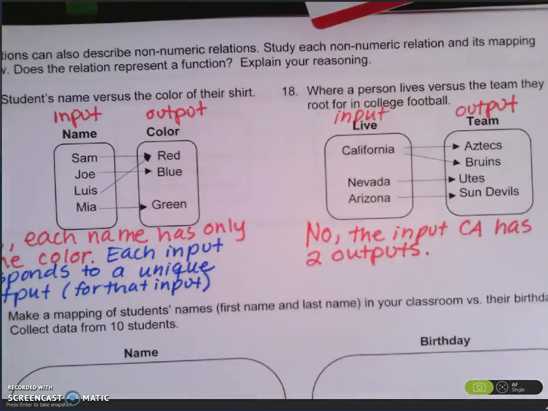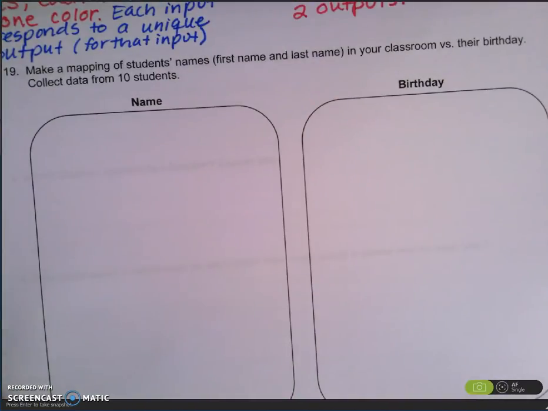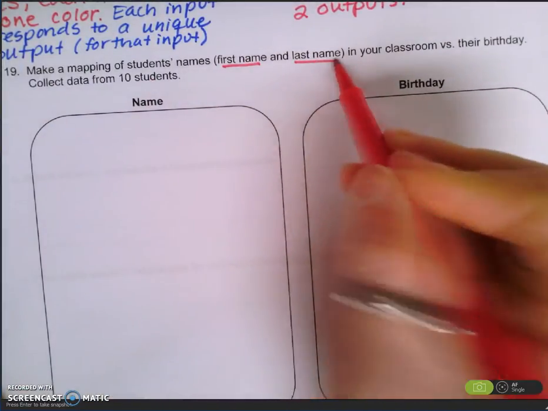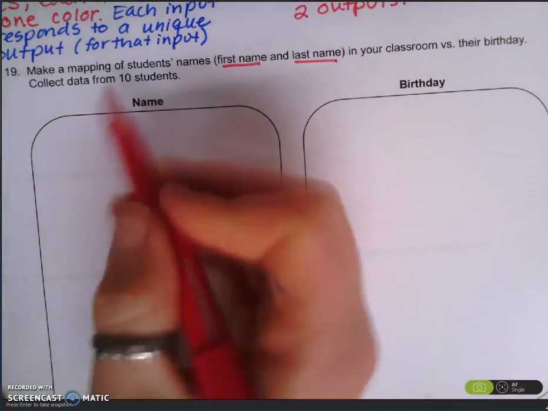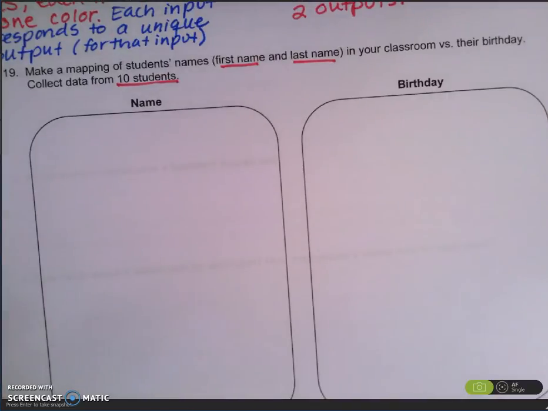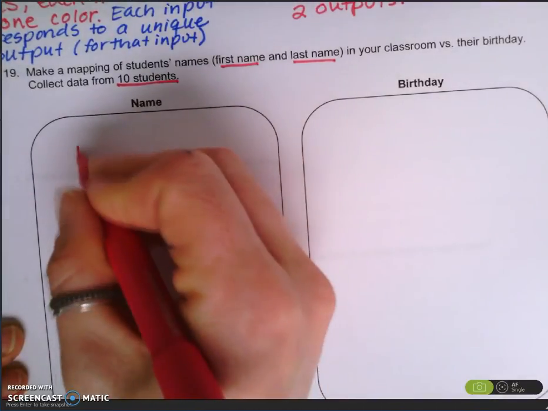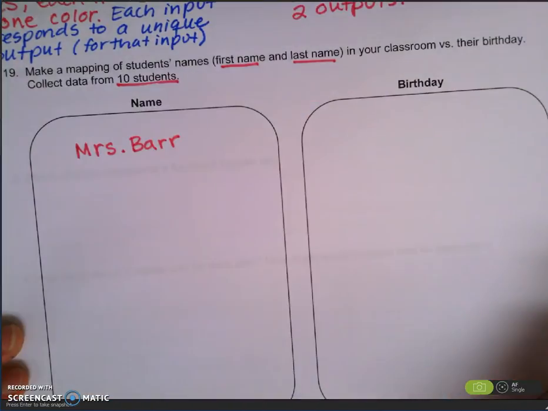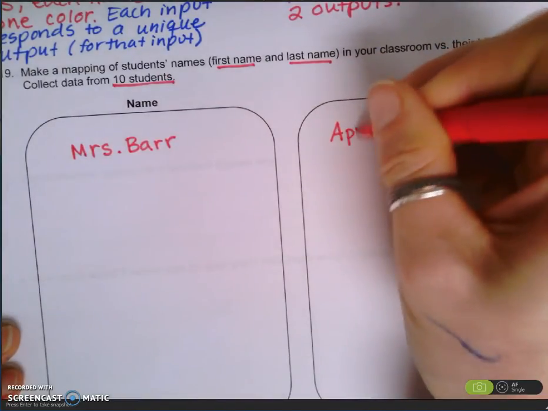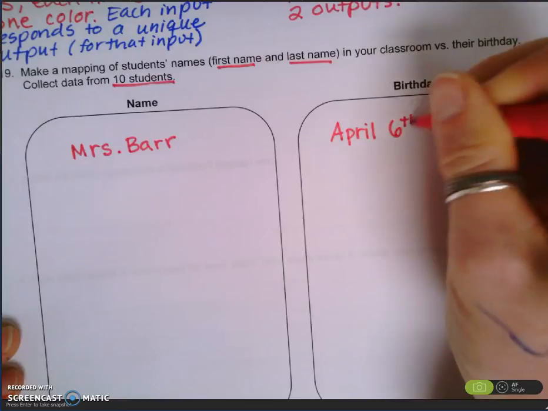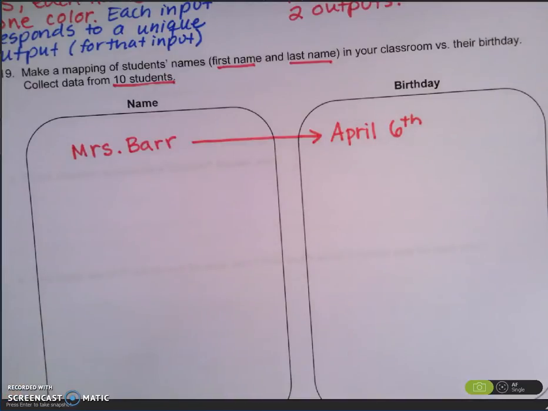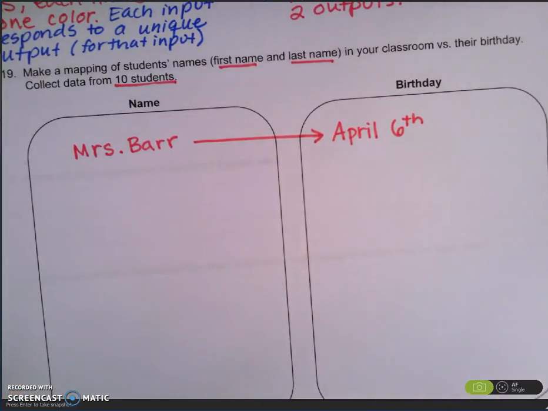So now I'm going to give you a little bit of time to make a mapping of our class. And you're going to need this for your homework tonight. So let's make a mapping of students' names, first name and last name in your classroom versus their birthday. And I need data from 10 students. So I'll give you mine first. So Mrs. Barr, and that's going to be mapped to April 6th. Go ahead, and I'm going to give you time to collect data from 10 students.